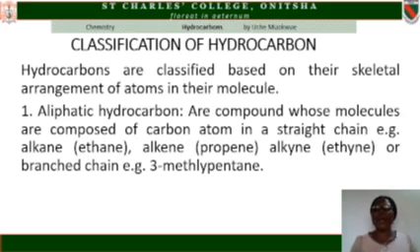Classification of hydrocarbons. Because there are numerous organic compounds of carbon, hydrocarbons are classified into 3 main groups based on the skeletal arrangement of atoms in their molecules. The first one is aliphatic hydrocarbon. Aliphatic hydrocarbons are compounds whose molecules are composed of carbon atoms in a straight chain, like an alkane. An example is ethane.